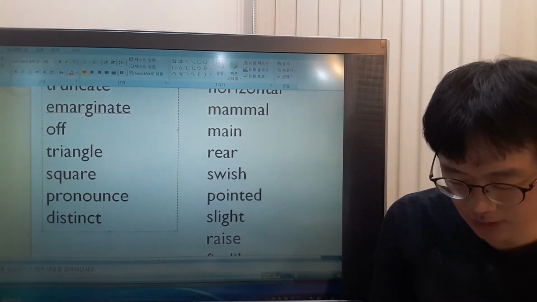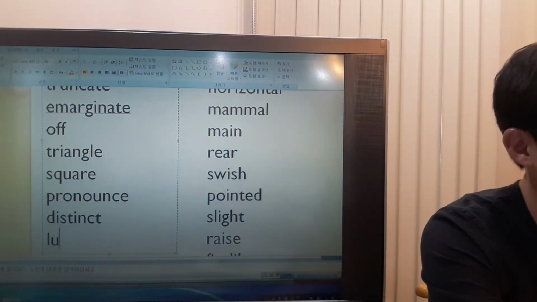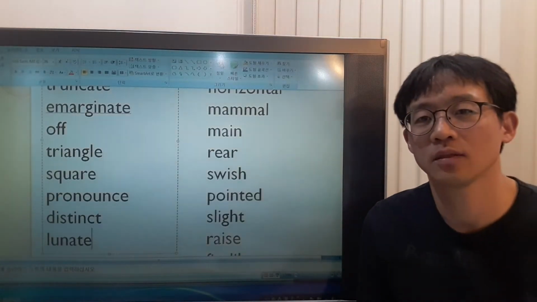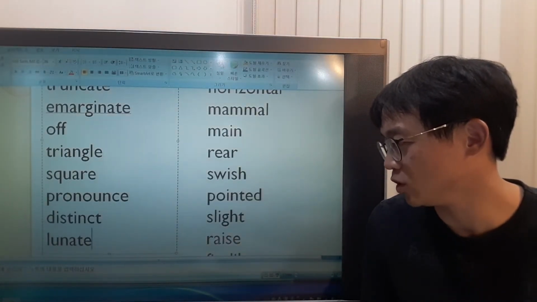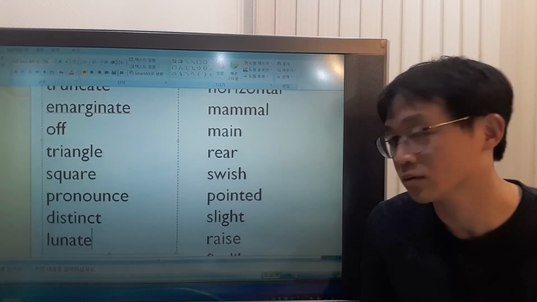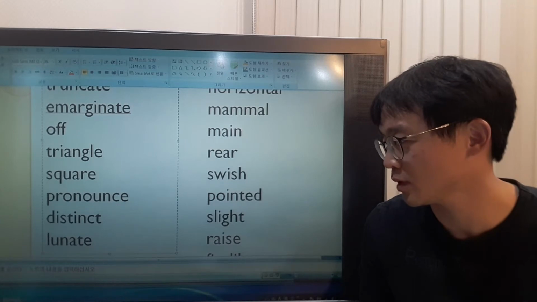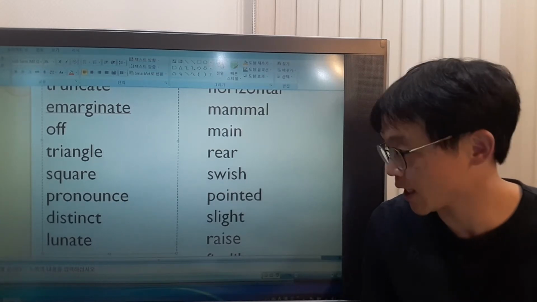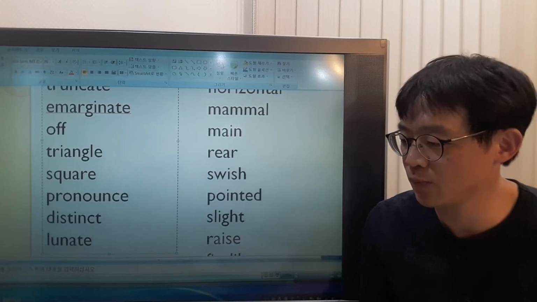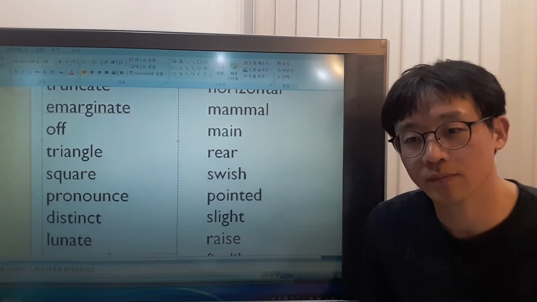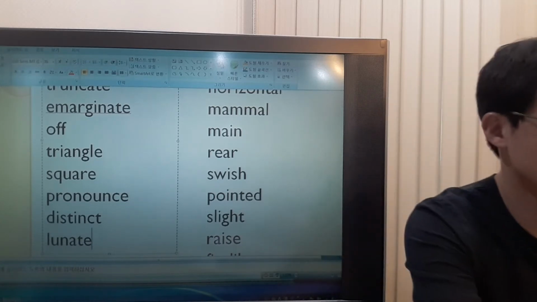Seventh is the lunate caudal fin. Lunate. What does that mean? Lunate comes from a word lune. What does lune mean? Lune means moon in Latin, all right? Moon. The moon in the sky. Lunate means it's in a shape of a moon, but which shape? Okay? In the crescent shape. Understand?